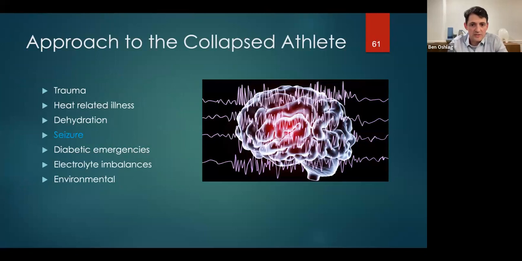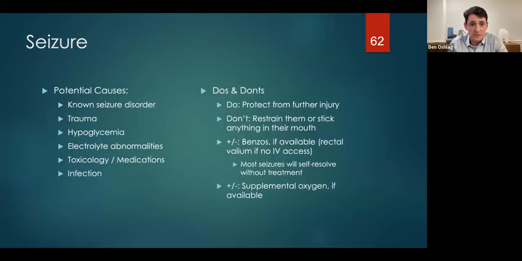Next cause of collapse we're going to talk about briefly is seizures. So you may have someone who collapses because of a seizure. They might have a known seizure disorder. Trauma can also cause seizures, hypoglycemia, other electrolyte abnormalities, toxicology, medications, drugs, and infection, although probably less likely to be the cause in an athlete.